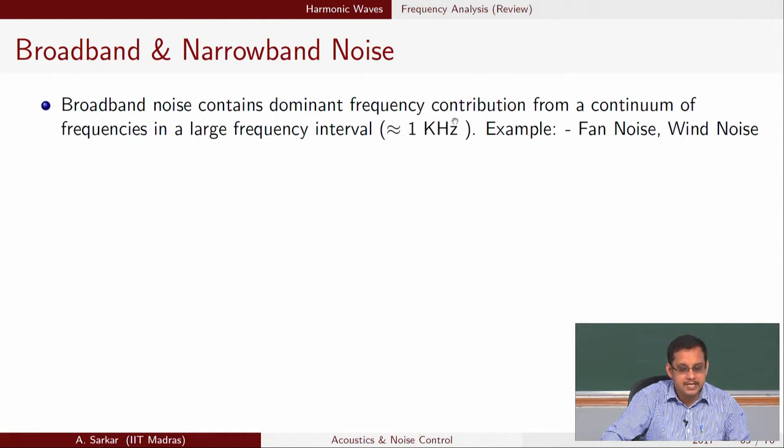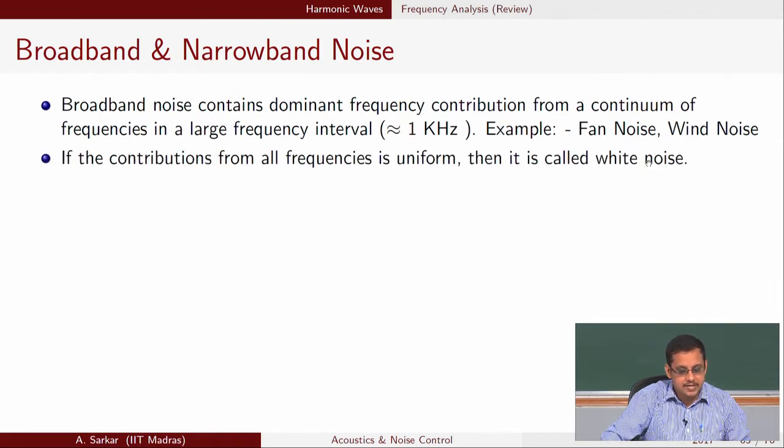We say it is a broadband noise if the frequencies contained in the signal are in an interval of about 1 kilohertz or so, and the examples are fan noise and wind noise. If it is spilled uniformly from the limits of audibility, that means from about 20 hertz to 20 kilohertz if you might wish, then it is called a white noise.